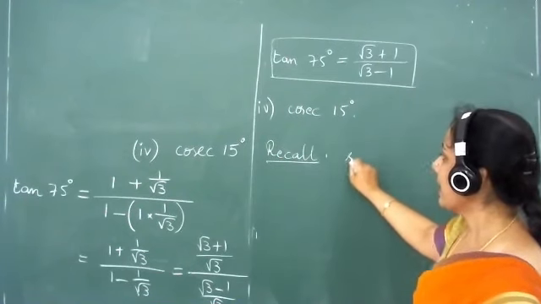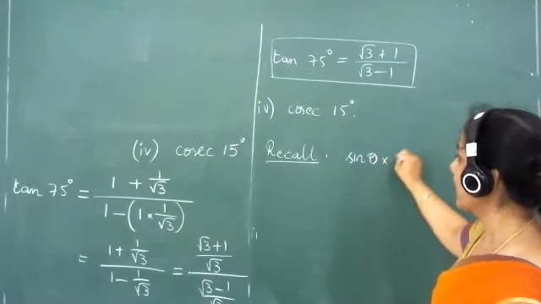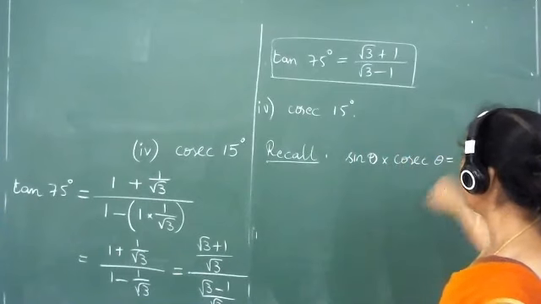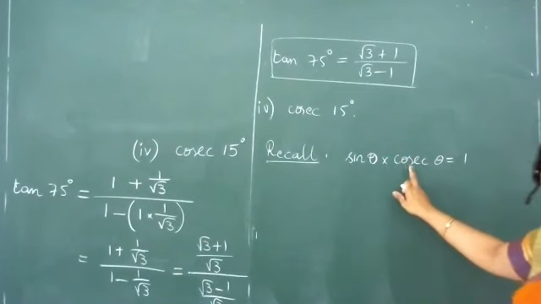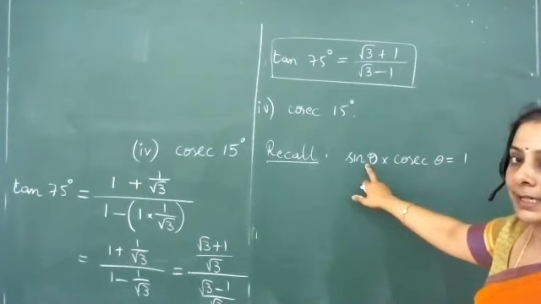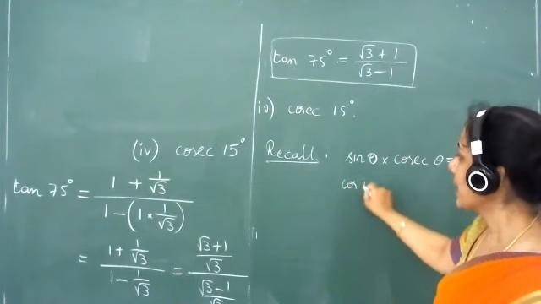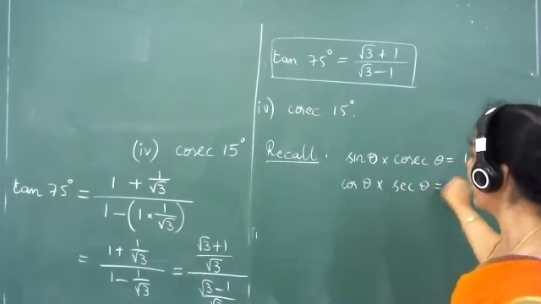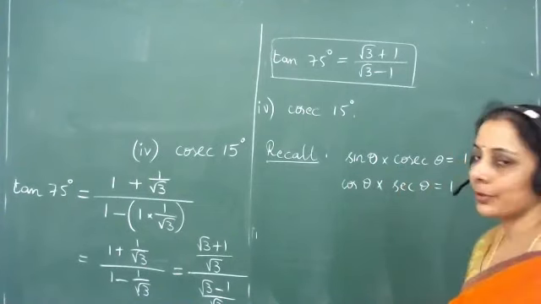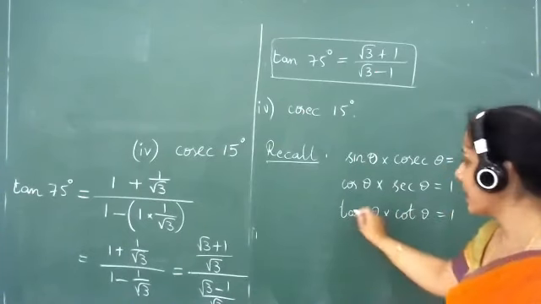We have learned sine and cosecant are reciprocal to each other, isn't it? That means you have sine theta multiplied with cosecant theta is equal to 1, which clearly states cosecant theta will be equal to 1 divided by sine theta, or maybe sine theta comes as 1 divided by cosecant theta. Likewise, we have cos theta and secant theta to be reciprocal to each other. Cos theta into secant theta will be 1. Likewise, we have tan theta multiplied with cot theta, which is equal to 1.